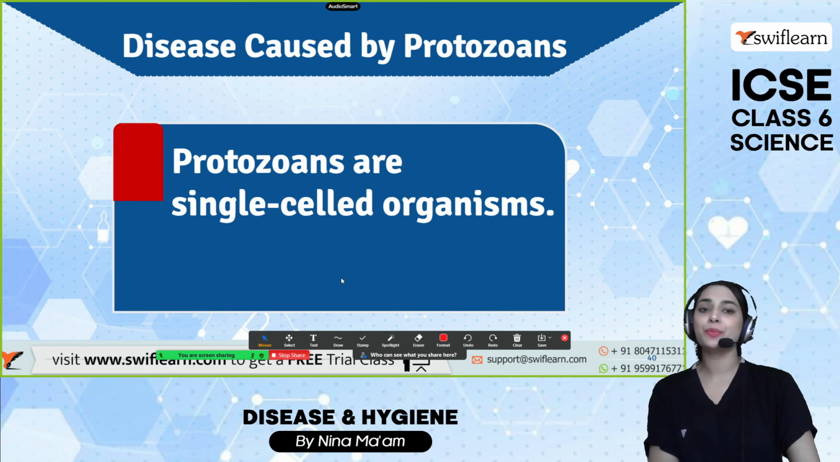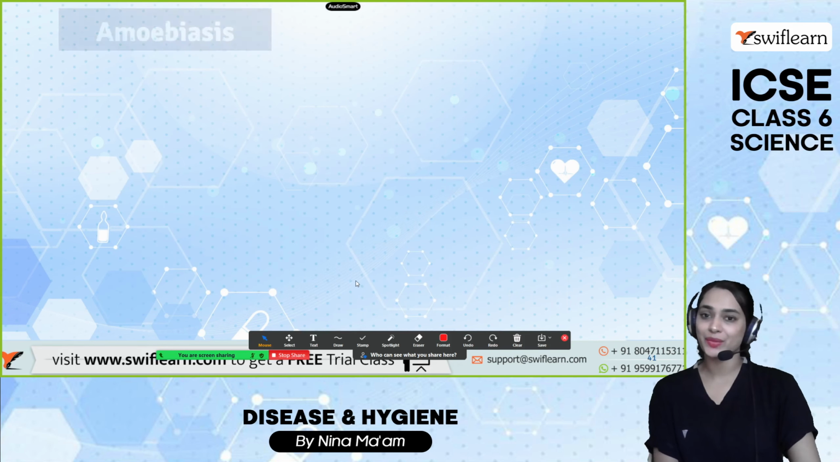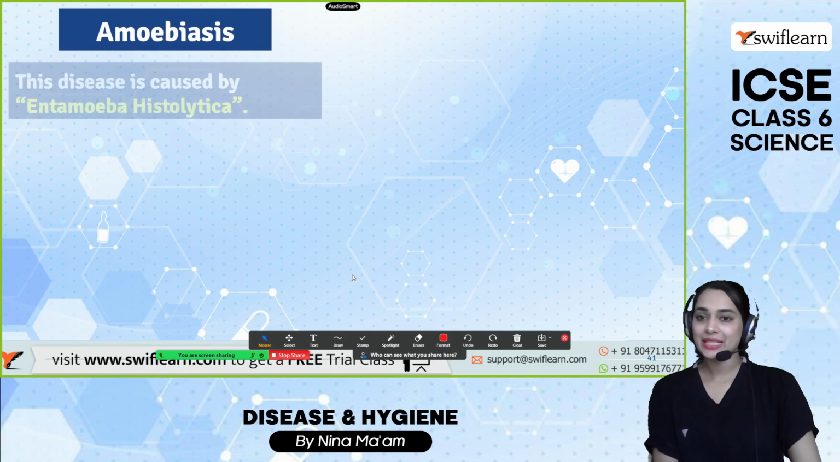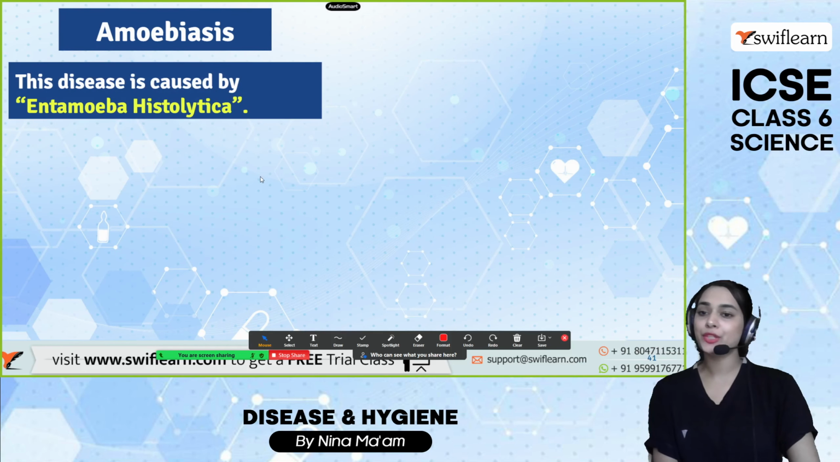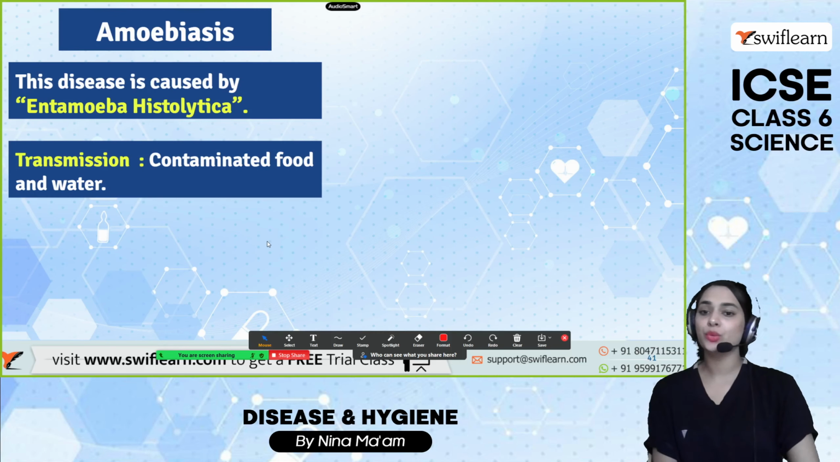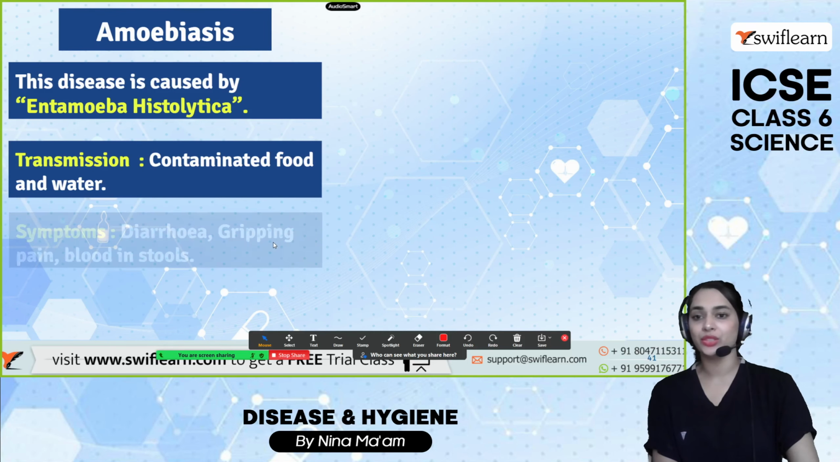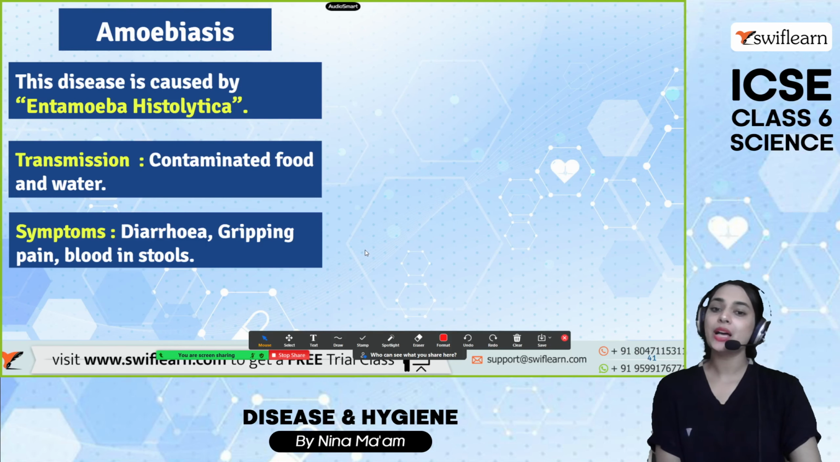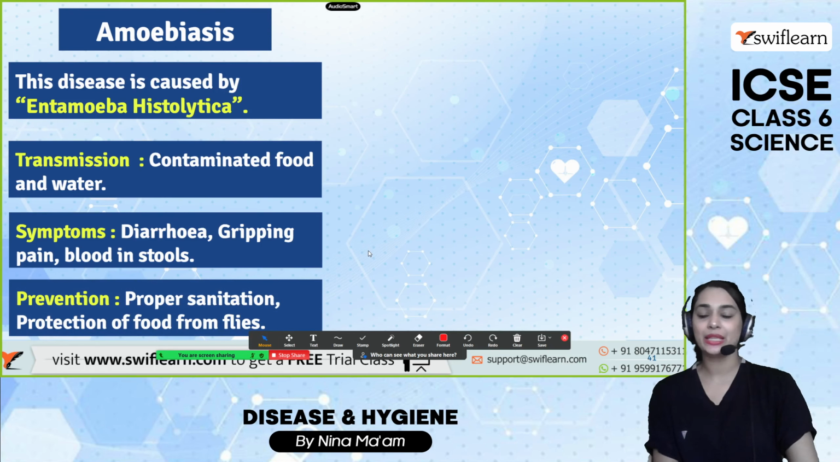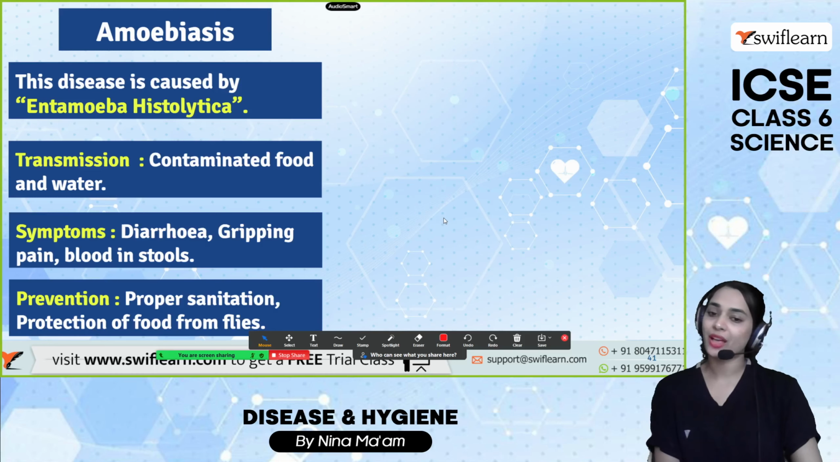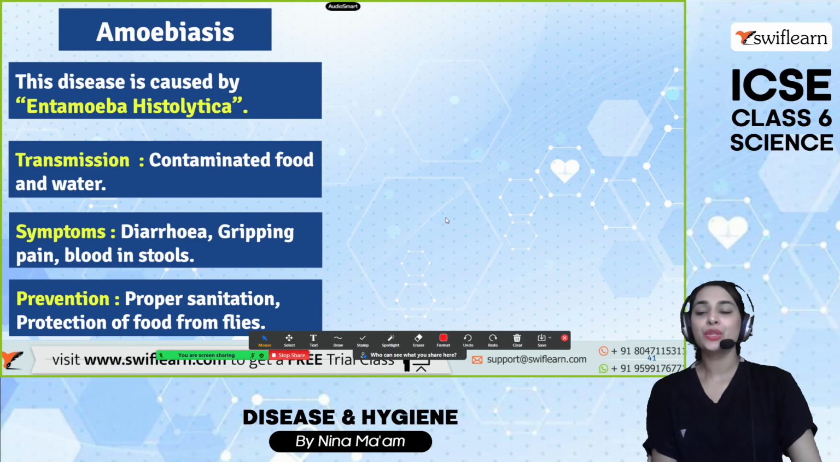So this is caused by protozoans. Protozoans are single-celled organisms. So amoebiasis: this disease is caused by Entamoeba histolytica, and transmission is through contaminated food and water. Symptoms: diarrhea, gripping pain, blood in stools. So how can we prevent it? Proper sanitization, protection of food from flies. So always take care to cover your food when you are not using it.